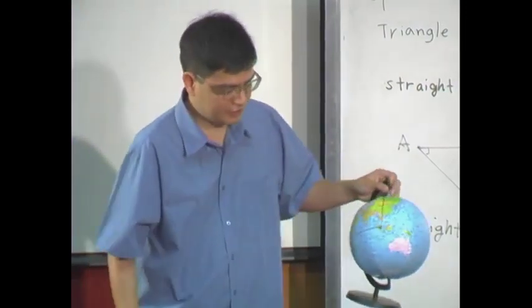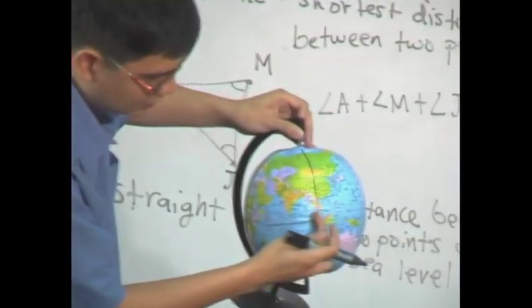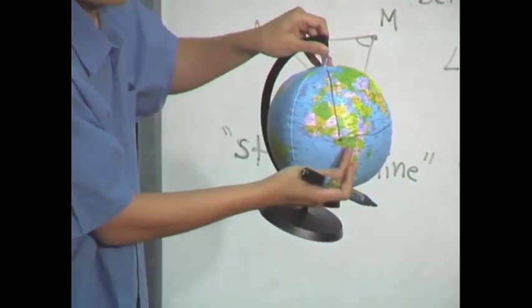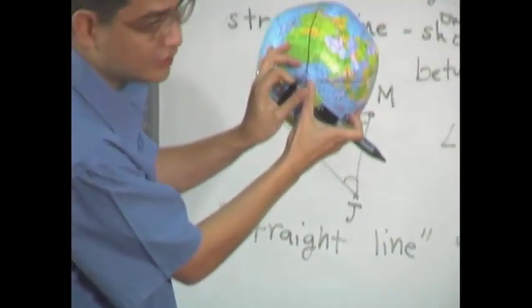Okay. What does this angle look like? How many degrees do you think this angle is? It looks like a 90-degree angle. How about this angle here? Yeah, it also looks like a 90-degree angle. How about this one? Yes, it looks like a 90-degree angle also.